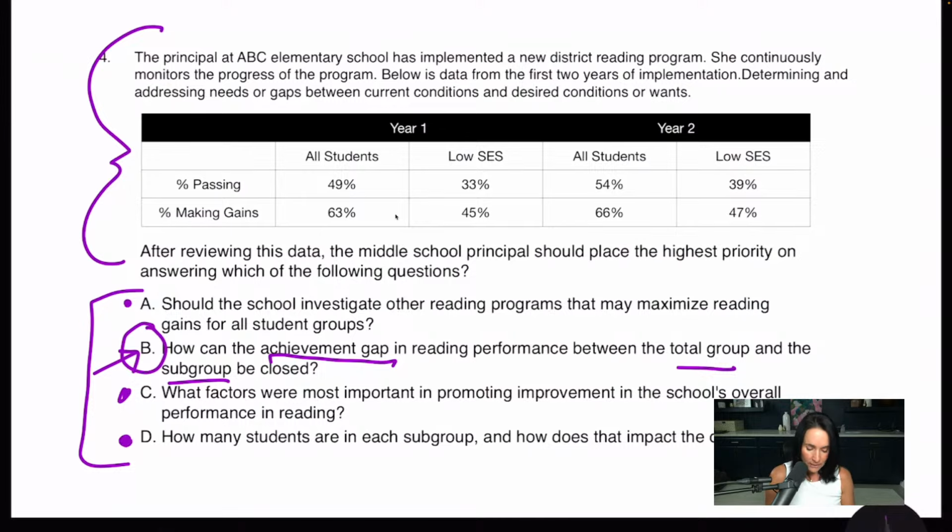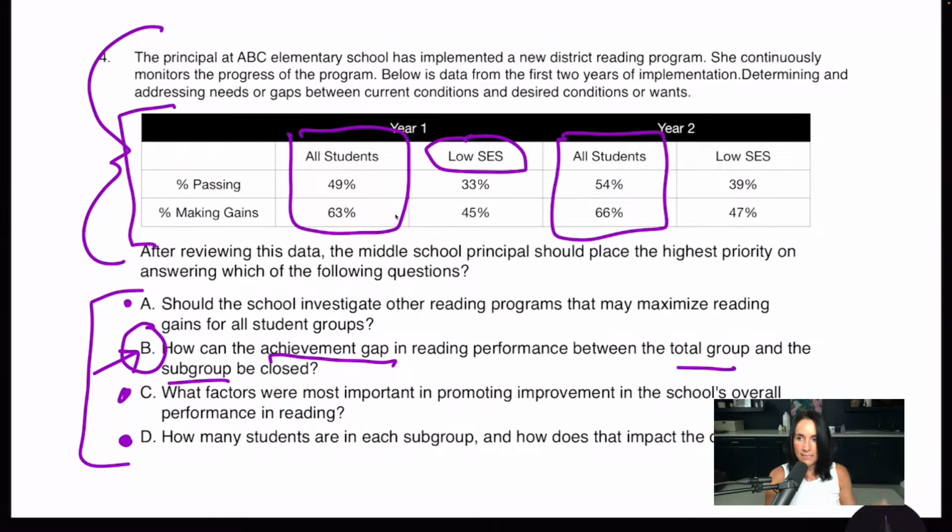And if we go up here and look at this data, we can see that we have all students here and then low SES, all students here and low SES. SES stands for socioeconomic status. And we can see here that the kids who come from low socioeconomic status, or those who come from poverty, are performing at lower levels in terms of passing and making gains. And so we're looking basically at two subgroups, this subgroup and this subgroup.